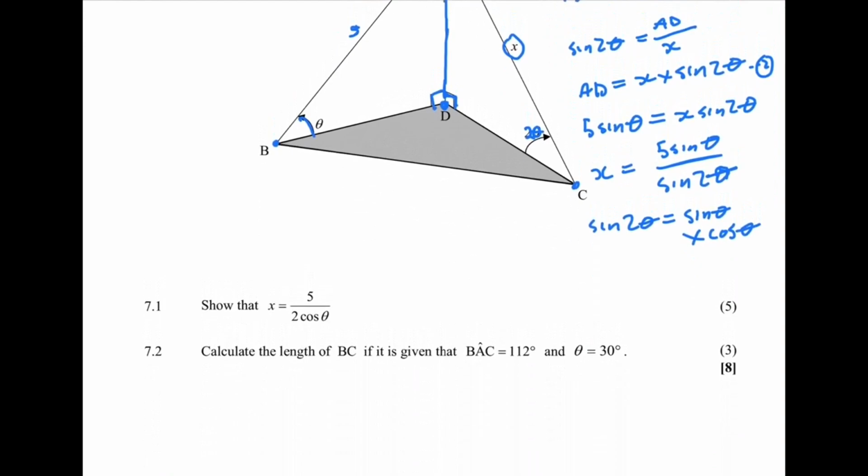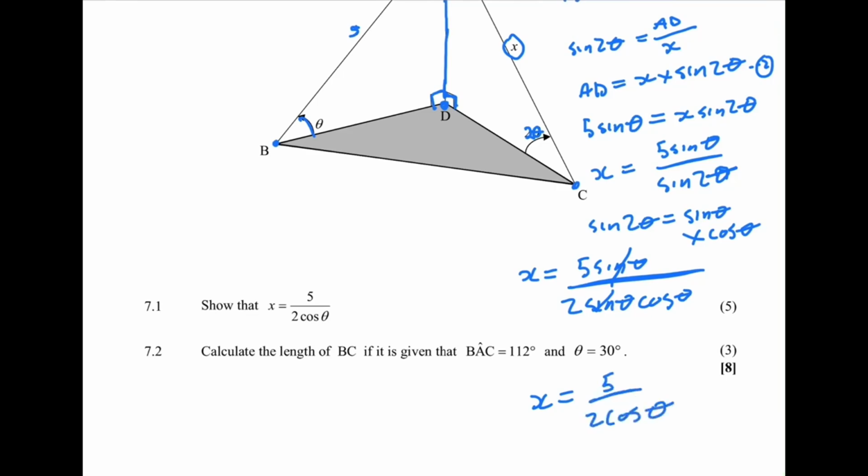So now we're going to get x is equal to 5 sine theta divided by 2 sine theta cos theta. So sine theta and sine theta cancel out, and we are only left with x is equal to 5 divided by 2 cos theta. And that's how you do 7.1.